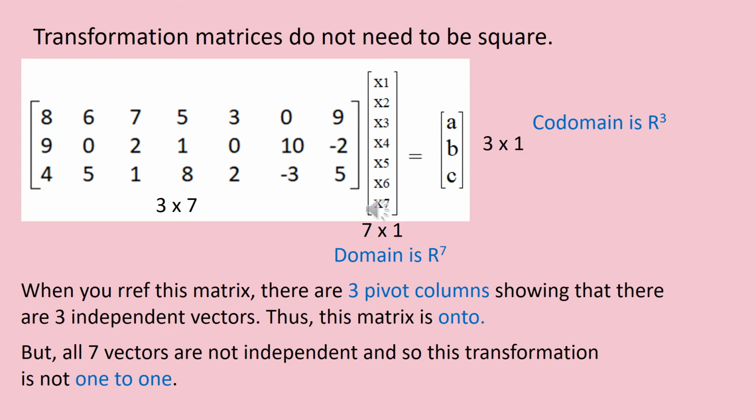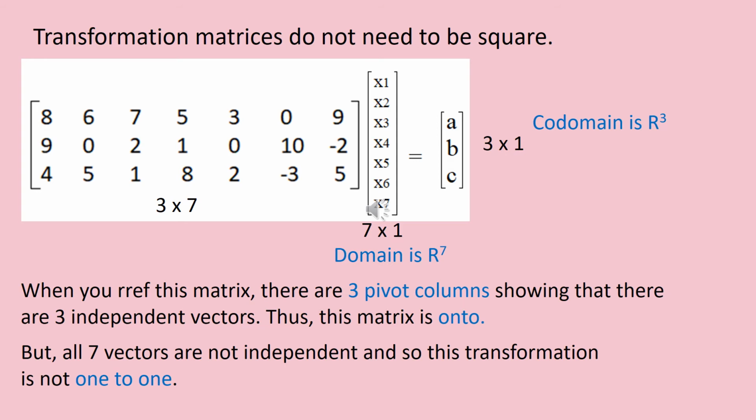My codomain is R3, the 3rd dimension. When we RREF this matrix, we will see that there are 3 pivot columns. That means there are 3 independent vectors. Thus, this matrix does give us a transformation that is onto. Because we have 3 independent vectors, we can span all of R3. So this transformation is onto.